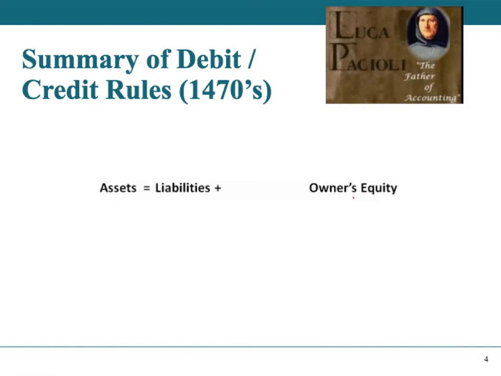So let's see how the rules of debits and credits actually came about. And you probably do not hear this explanation somewhere else. So you know the basic accounting equation: assets equal liabilities plus owner's equity.